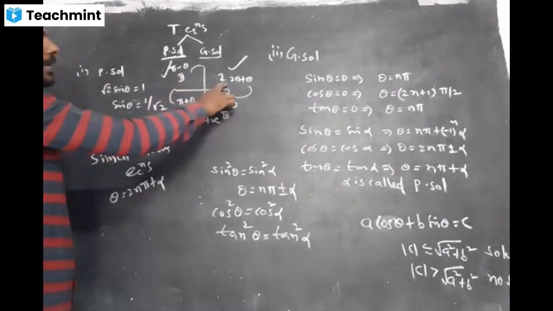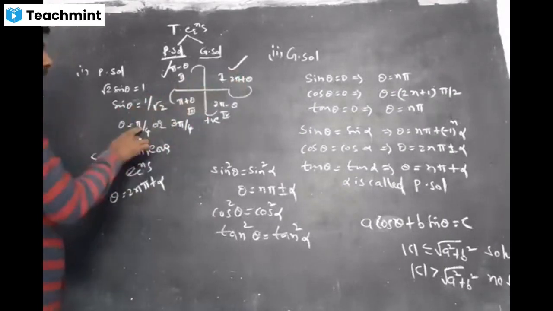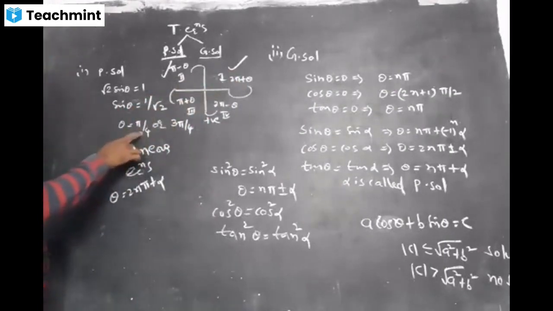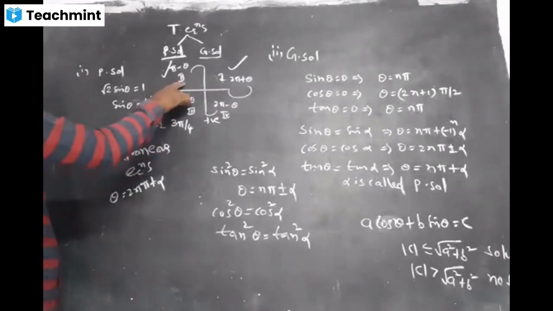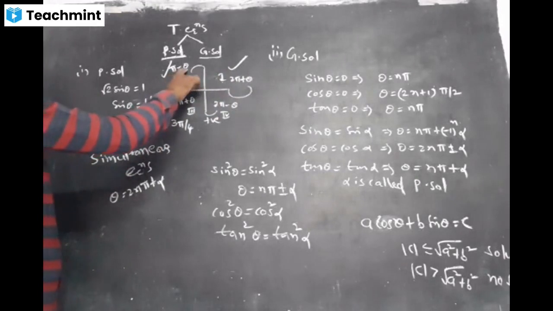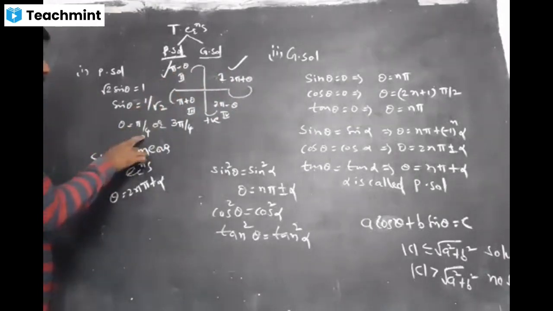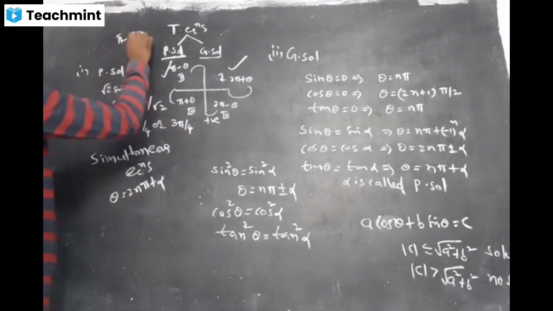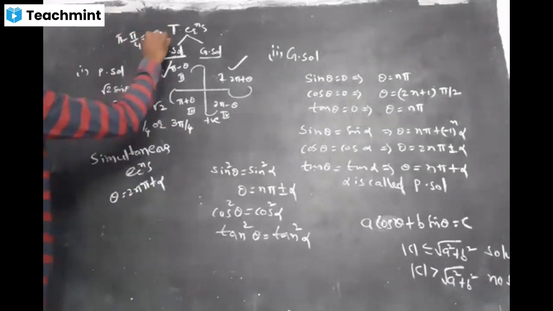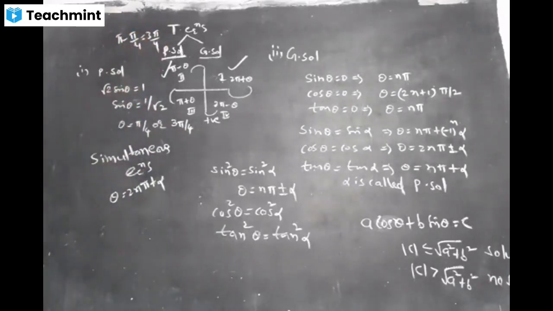First quadrant angle is 0 plus theta, that is equal to pi by 4. Or second quadrant also has sin theta positive. That means pi minus theta. Our theta value is pi by 4, so pi minus pi by 4 is equal to 3 pi by 4.